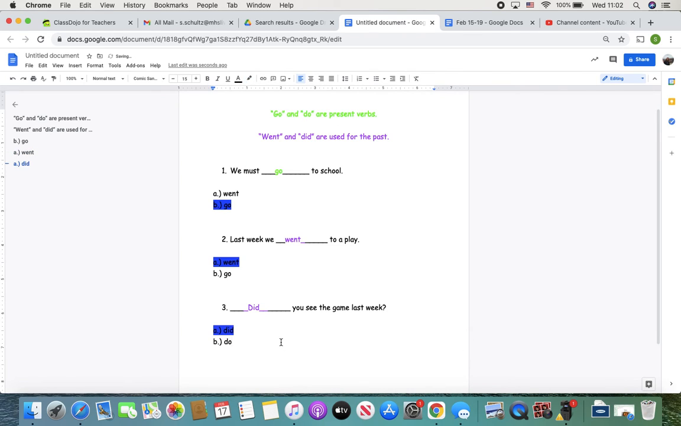And that's just a small little lesson about go and do, our present words that are used to describe the present, and then went and did, which are words that are used to describe the past. If you want any more practice with this, please let me know, and I'm happy to give you that extra practice to work on the present versus the past.